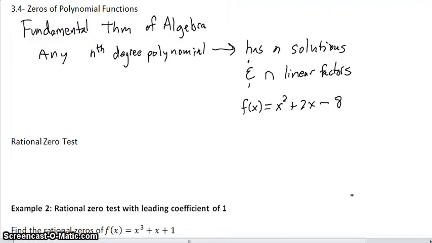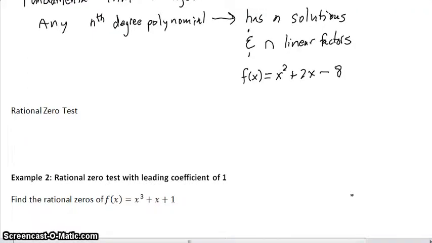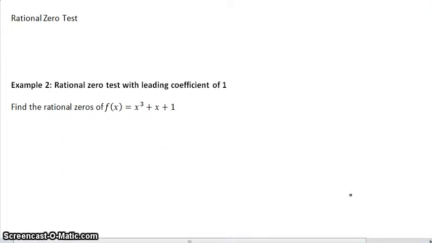Now we're also going to talk about something that allows us to use this theorem and help us with creating specifically some functions based on these criteria. But we need to make sure that whatever the degree of the polynomial is, that's how many solutions there are going to be. They can be both real or complex.